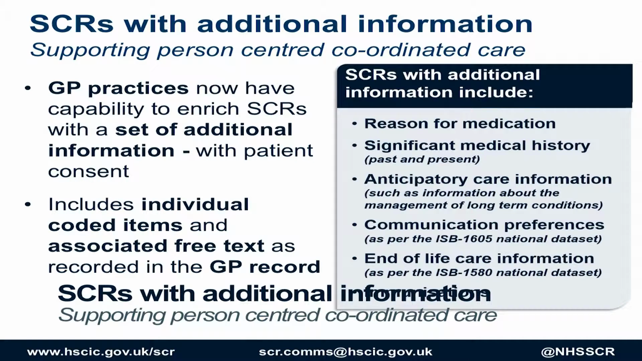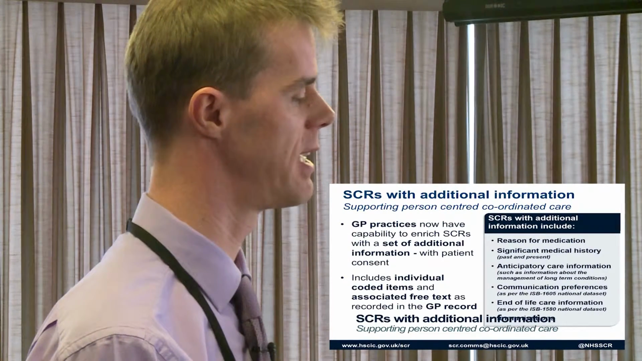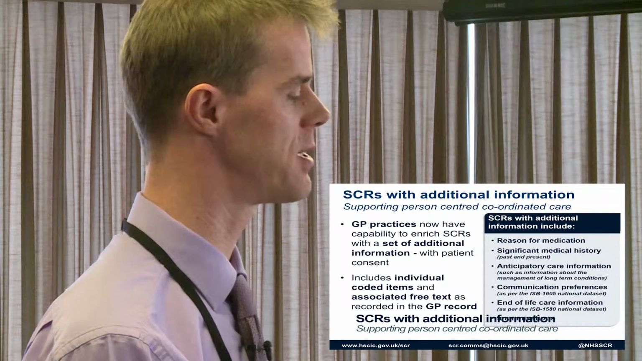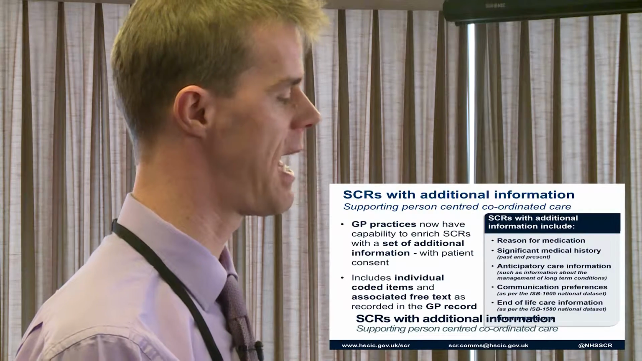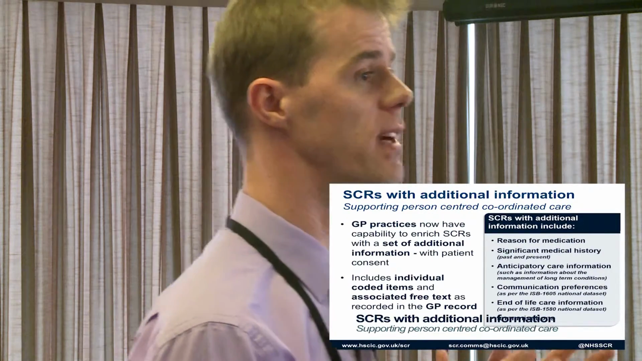The information includes the individual coded items and associated free text as that's recorded in the GP record. Essentially, SCRs include those items on the right-hand side of the screen. So, reason for medication, significant medical history, anticipatory care information, communication preferences, end-of-life information and immunisations.